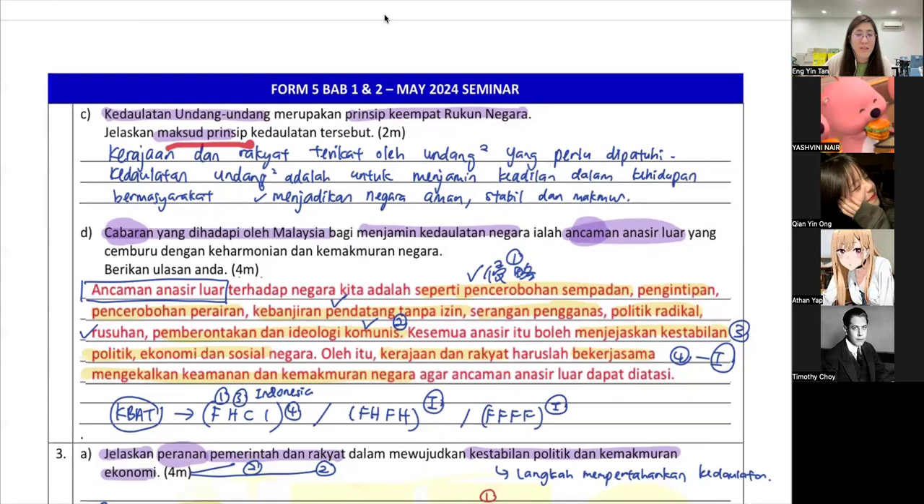It's lagging again, but it's okay, you can still see the answer. So everybody, you can see, kerajaan dan rakyat. I told you, kedaulatan undang-undang means the undang-undang is very important. The government and the citizen, everybody follows the undang-undang. Terikat oleh undang-undang yang perlu dipatuhi. Like this, you get 1 mark.